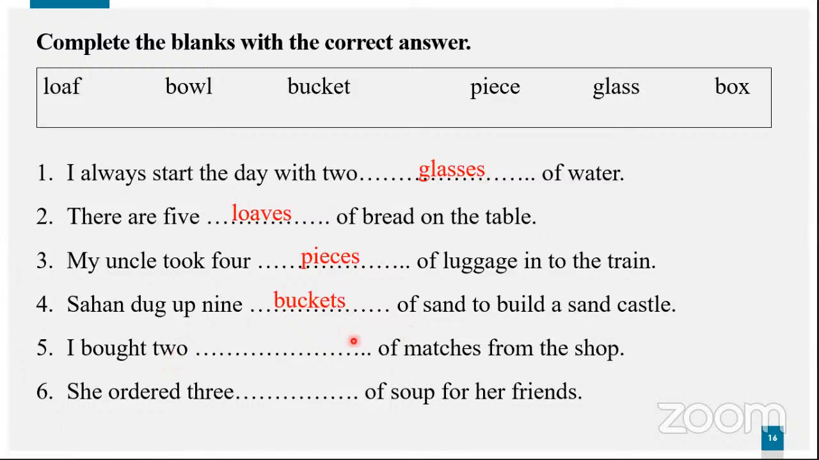Buckets of sand, valley bucket, namayak, right? We have to make this word plural. 9 buckets of sand to build a sand castle. Next one, I bought 2 boxes of matches from the shop.